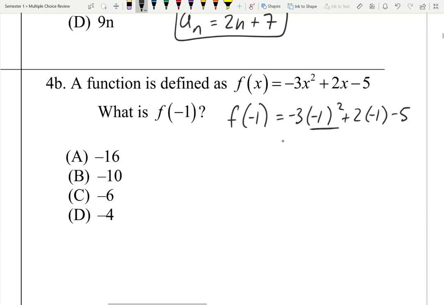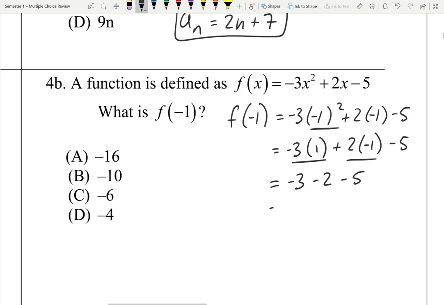So we're going to square the negative 1. Negative 1 squared makes positive 1. Plus 2 times negative 1 minus 5. And now we're just multiplying. We can do both of those steps at once. That makes negative 3. This makes negative 2 minus 5. Negative 3 minus 2 minus 5 makes negative 10. So f of negative 1 equals negative 10. And that's the ordered pair negative 1, negative 10. That means when x is negative 1, our y value is negative 10, or when we input a negative 1, we get out a negative 10.